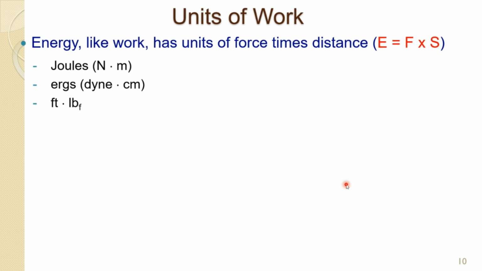Right. So the unit of work: the energy is equal to the force times the distance. You know that the force can be in Newtons, right? Times meter. This is called joule. This is the SI system, right? The dyne times centimeter will be ergs. And this is the CGS system. And this is the American engineering system, foot times pound force. So these are the units of energy.